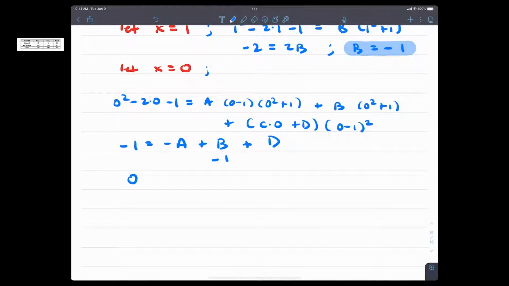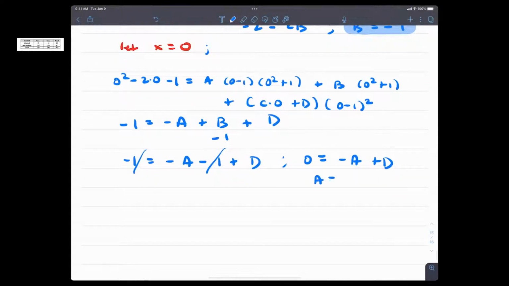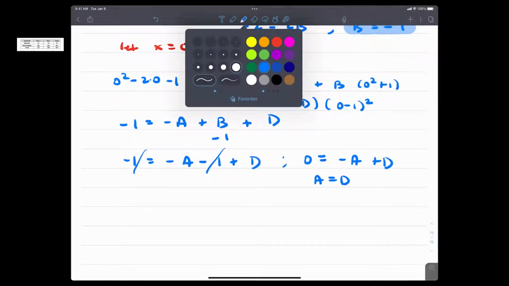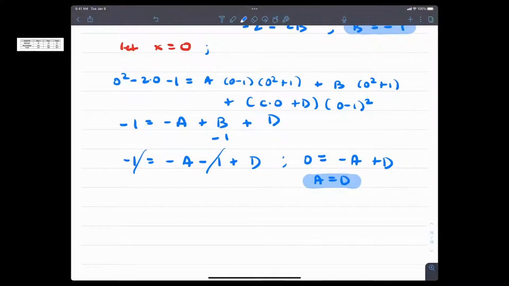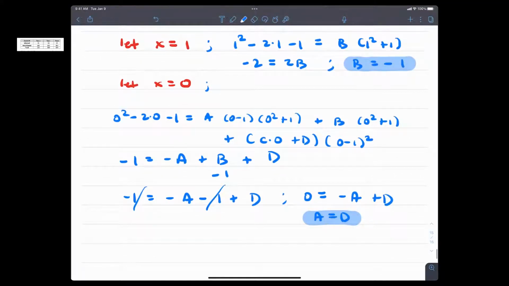Negative 1. So that means 0 equals, well, I'm not going to put the 0 yet because you might want to say, where did that come from, right? Negative 1, negative a minus 1 plus d. Get rid of these 1's. 0 equals negative a plus d. What that means is a is the same as what? D. So if a is the same as d, that's the information we got by letting x be 0. A is the same as d.